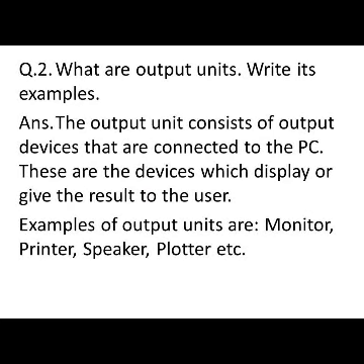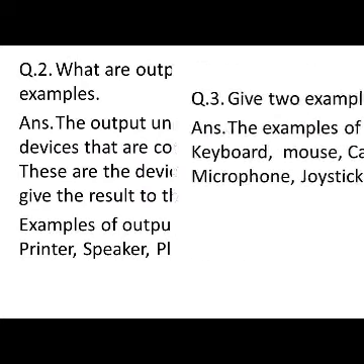Second question. What are output units? Write its examples. Answer. The output unit consists of output devices that are connected to the PC. These are the devices which display or give the result to the user. Examples of output units are monitor, printer, speaker, plotter, etc.